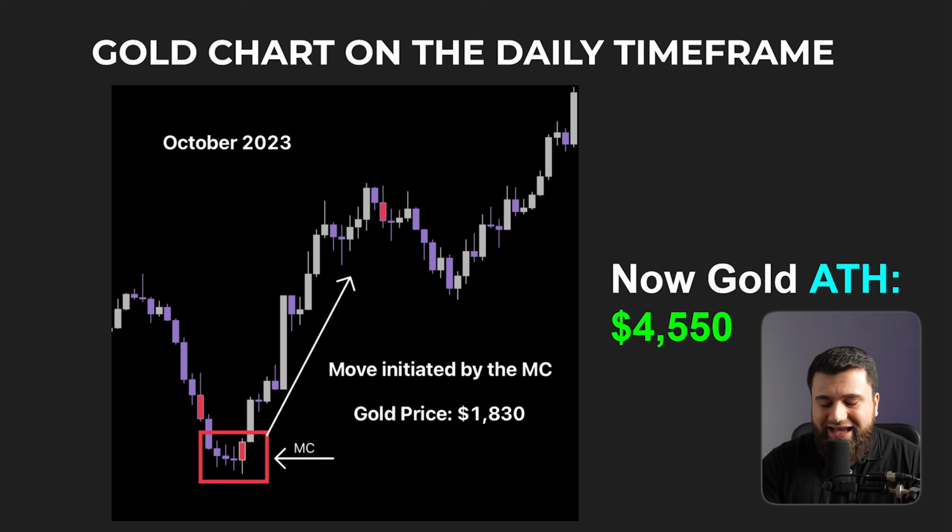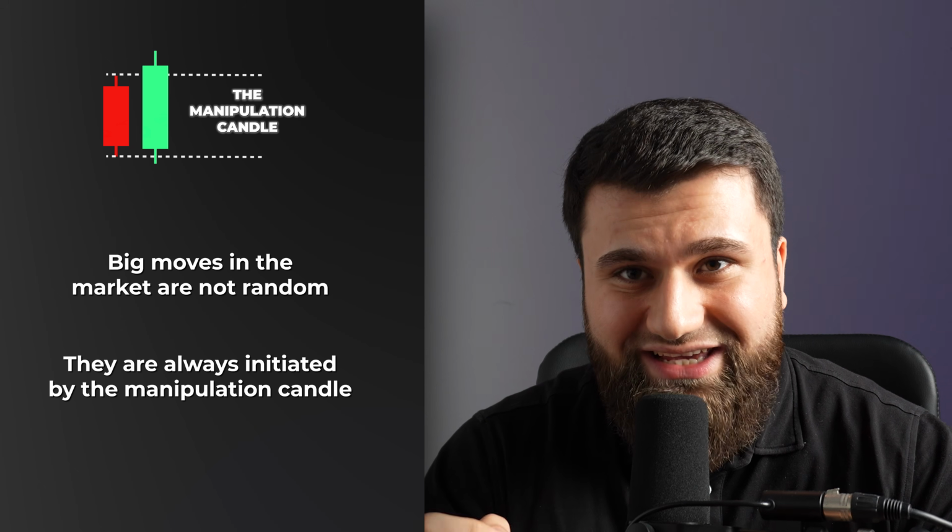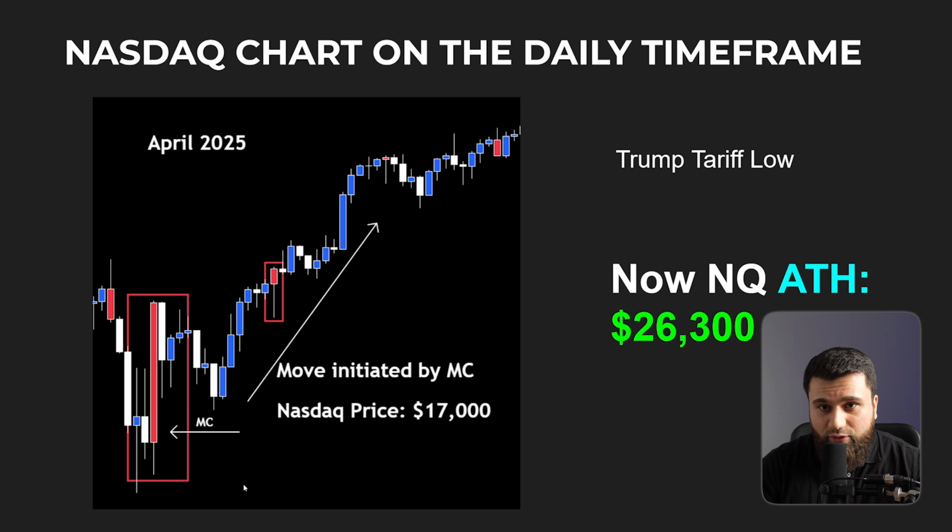So right here, another example on gold, October 2023, we have a daily manipulation candle, and after that price is just skyrocketing, and gold price was at $1,830, and we never broke this low again. So now you guys are realizing that these big moves in the markets are not random. They are always and always initiated by the manipulation candle. Right here we have an example with the tariff lows on Nasdaq. We have a daily manipulation candle. Even right here we have a continuation manipulation candle, and Nasdaq price was at 17,000, and these lows are still respected till today.